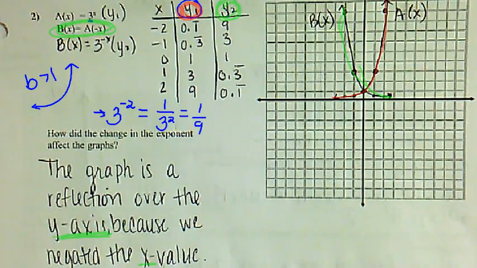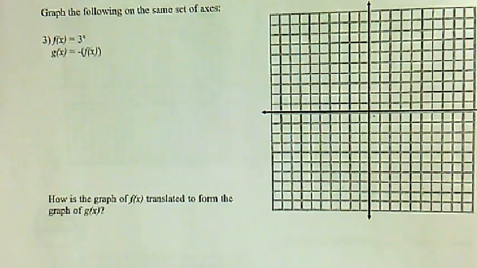Okay, so let's move on to the next one. Now we have, again, the same function. f of x is equal to 3 raised to the x power. Now we're actually going to negate out front. So to rewrite this, g of x is equal to negative 3 raised to the x power.